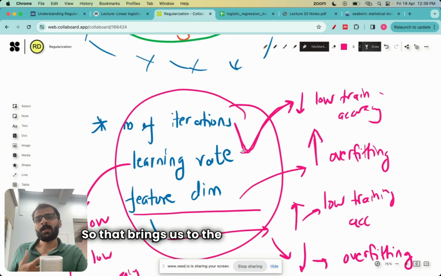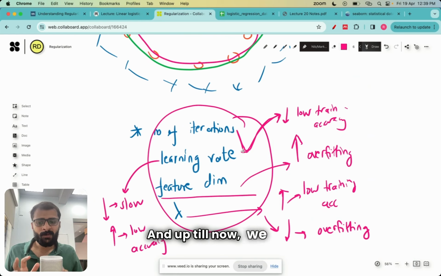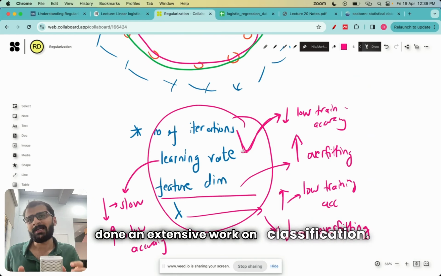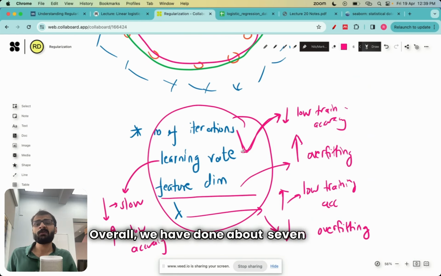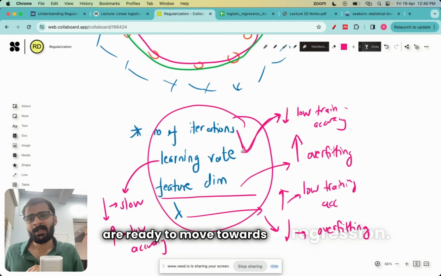So that brings us to the end of today's lecture. Thank you so much, everyone, for attending this. And up till now, we have done extensive work on classification. Overall, we have done about 7 to 8 lectures on classification. And now I think we are ready to move towards regression.